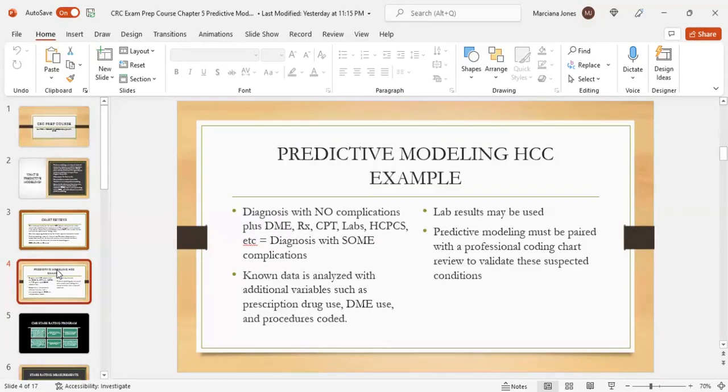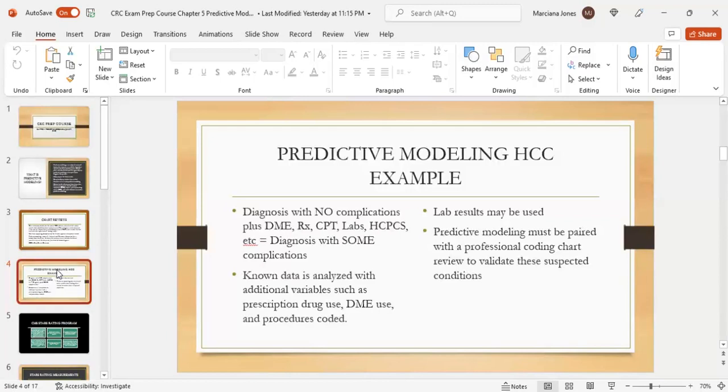then that means there are some complications. So again, if a clinician or a coder is selecting the diagnosis with no complications, however, when you read through the chart, there's DME, there's prescription medicine, there's procedures that have been done, if you're looking through the data, there's labs, there's HCPCS codes, etc. That means there are complications with that specific disease. So known data is analyzed with additional variables, as we just mentioned, such as prescription drug use, DME use, and procedures coded. That's also used for predictive modeling.